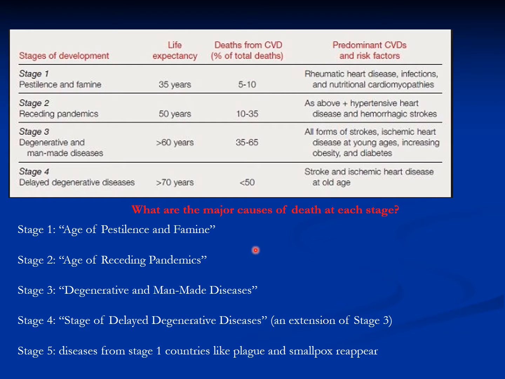Stage 1 is the age of pestilence and famine. You have rheumatic heart disease, infections, nutritional cardiomyopathies. You have stage 2, the age of receding pandemics. Stage 3, degenerative and man-made disease, heart attacks and cancers. Stage 4, stage of delayed degenerative diseases, which is just an extension of stage 3. There is a delay because of operations, medicine, and preventative diets. Stage 5, diseases from stage 1 countries like plague and smallpox reappear.